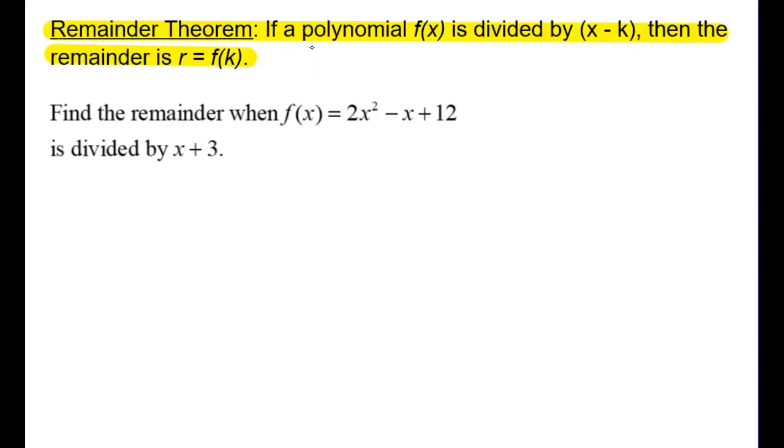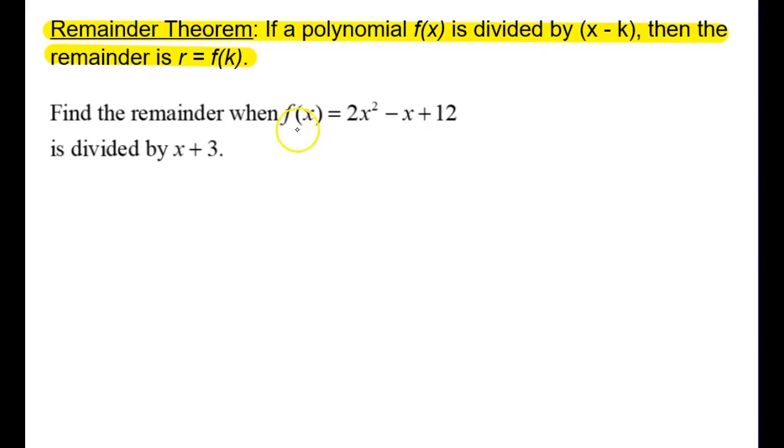If a polynomial f of x is divided by a factor of x minus k, then the remainder is r equals f of k. So whatever this factor is we're dividing by, that k value, if we plug that same value into the original function in for x and simplify, the value we get for the function is going to be equal to the remainder we get if we use either long division or synthetic division.